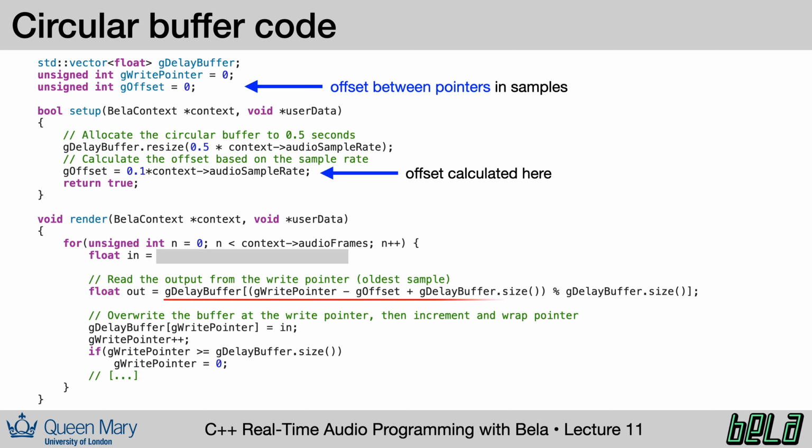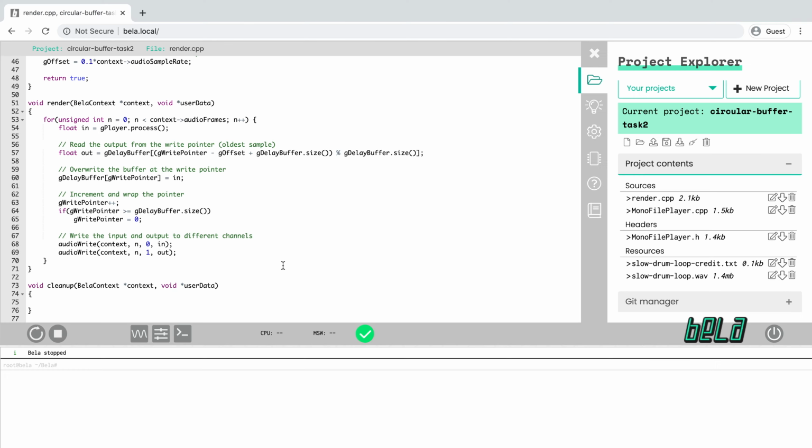Then, inside of render, we have this expression to get the output. You can see our formula from before, which is inside of the square braces to read gDelayBuffer. We take the write pointer, we subtract the offset, we add a multiple of the buffer size, and then we take the modulo by the buffer size. This will always return a value between 0 and the buffer size minus 1, as long as the offset is no longer than the buffer. The rest of the code is largely the same, and we'll write it to the output as we did before. And here's that code in action. We can run it to hear the shorter delay.